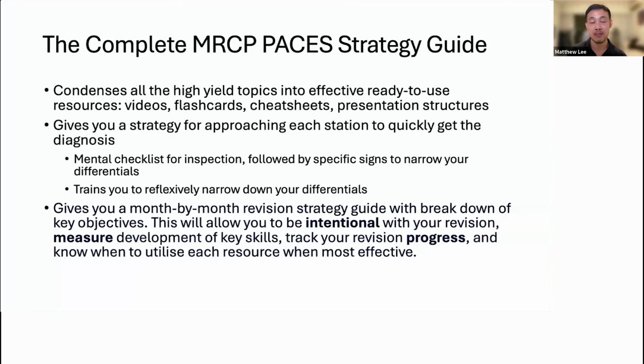And finally, it's just helpful to have a strategy, something that's worked for other people before, or a lot of people before. So a month-by-month revision strategy guide with metrics that will help you focus on things that you need to get better on, give you an idea if you are getting better or not, as well as think about when to move on to the next step or resource. So for example, when do you start thinking about flashcards? When do you start integrating the video cases? How do you use the video cases efficiently? And how do you then think about the clinical strategy of when you walk into a station, what exactly you're looking for?